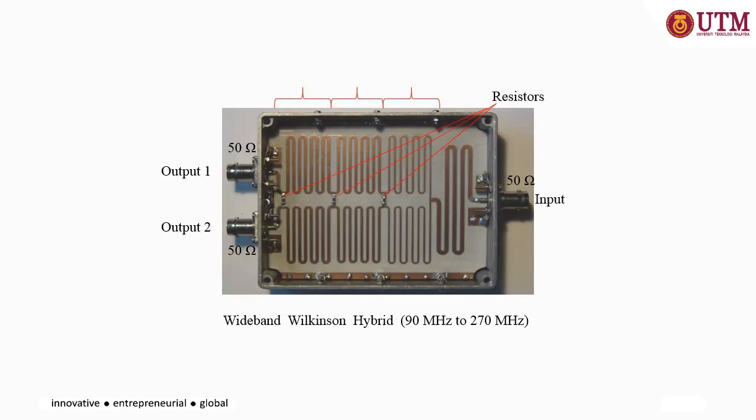Here this figure shows a design of a hybrid wideband Wilkinson power divider operated between 90 megahertz and 270 megahertz. It is hybrid because it can be used as a power divider or power combiner. You can see here there's a resistor connected between the two ports to provide better matching and also isolation. The ports have a line impedance of 50 ohm.